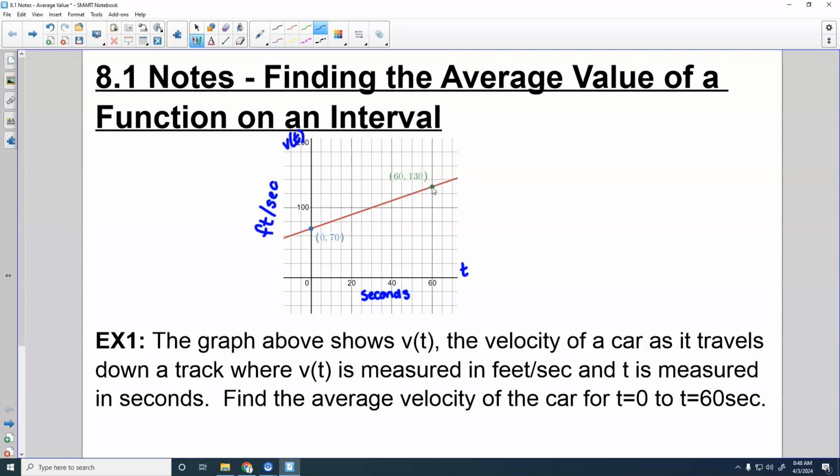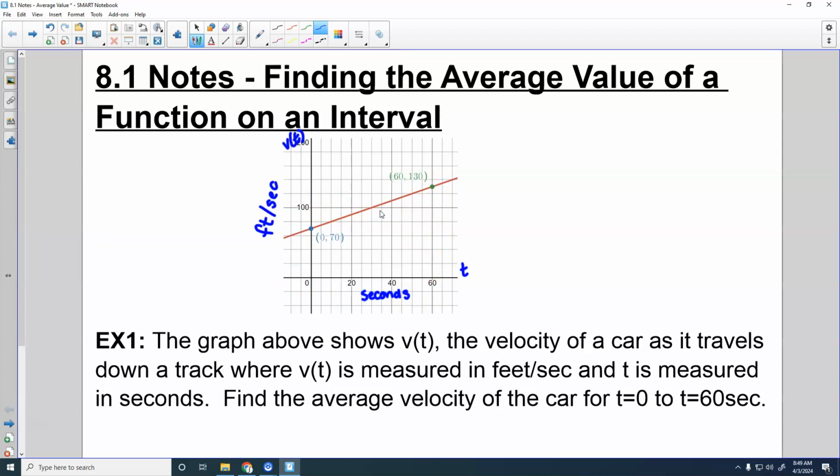That is lower than our lowest velocity, so no, that would not be a good guess. 70 is the lowest the velocity ever is, and the velocity consistently increases until it gets up to 130. So 70 would be your lowest velocity. It's not going to be your average. Your average is going to be higher than 70 and lower than 130. So what do you think? 100, right? 100 would be halfway between 70 and 130. That will work for this particular graph because it's a straight line.